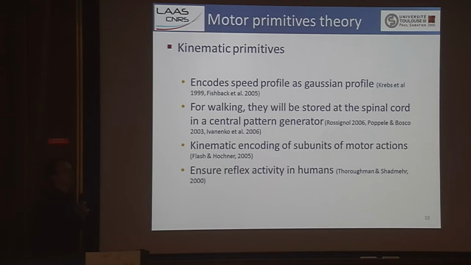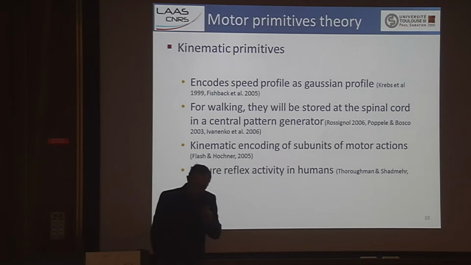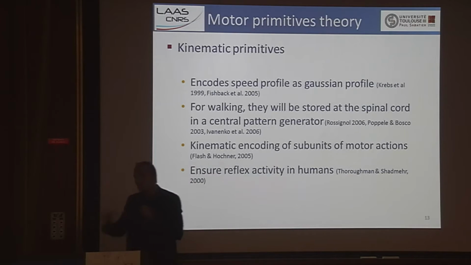So kinematic primitives explain that in a given motion there is a fixed proportion of the movement which is done by each joint. So we freeze some degrees of freedom by acting simultaneously on different joints with a fixed proportion. Some authors explained that it could explain why we always observe speed profiles as Gaussian profiles, or others propose that it ensures the reflex activity in humans.